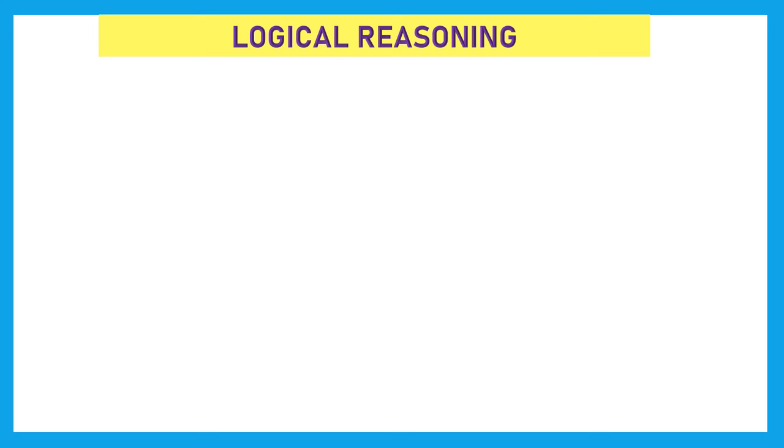The Science Olympiad question paper is divided into three sections: logical reasoning, science, and achiever section. Now let's get started with logical reasoning.